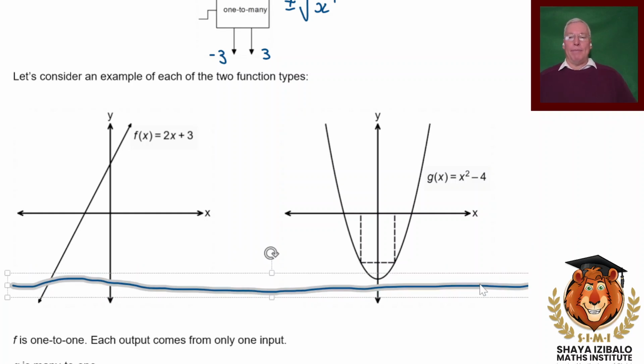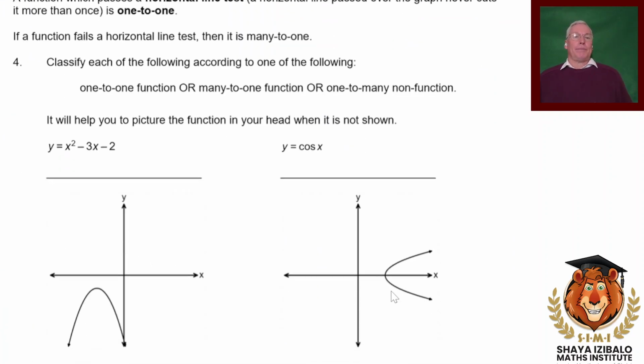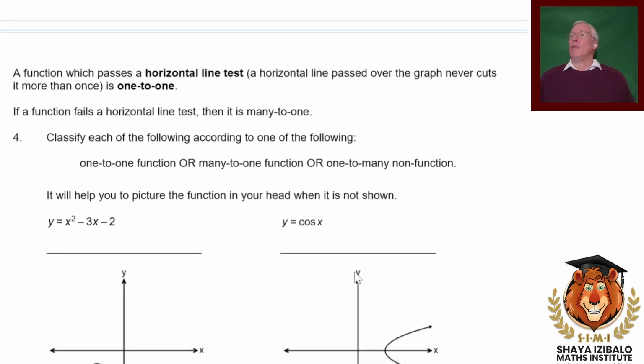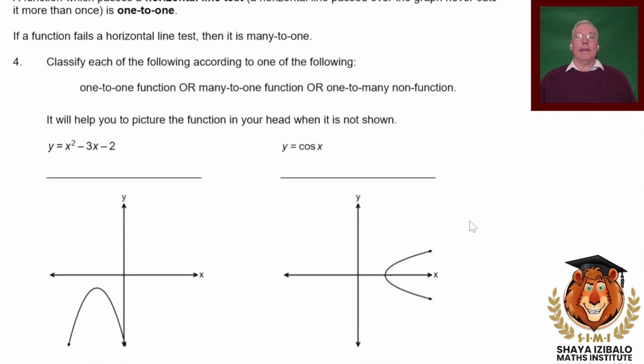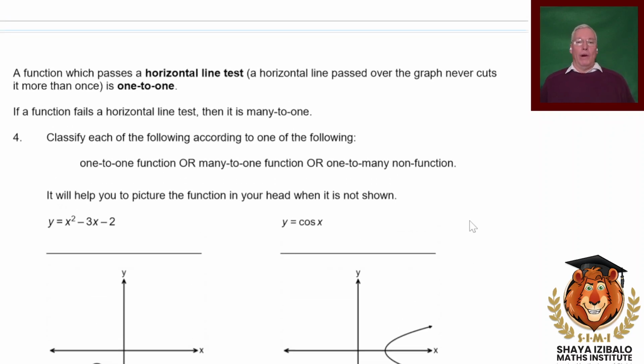Let's carry on. What we want you to do now is pause the video briefly and check whether these functions are one-to-one, many-to-one, or in fact, not functions at all. Just before we do that, a quick reminder: if it passes the vertical line test, it is a function. If it passes the horizontal line test, it's a one-to-one function. If it fails the horizontal line test, then it is a many-to-one function. But if it fails the vertical line test, it's a non-function. Have a go and see how you get on.